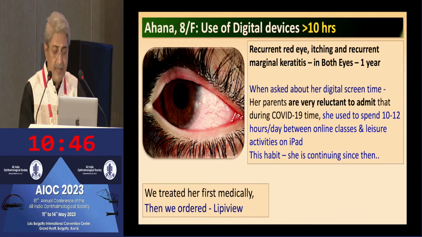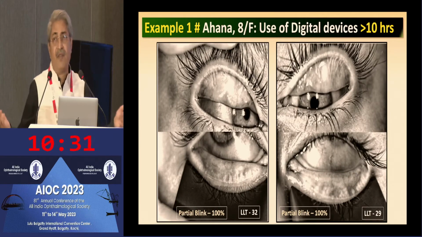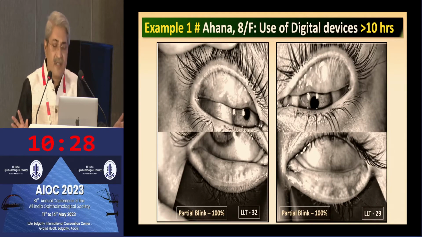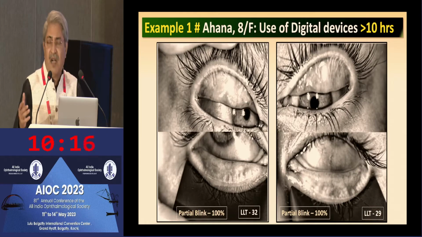So we treated her medically. Then we ordered LipiView. And this is the picture of her meibomian glands. You see, it looks like the meibomian glands of an 80 or 90 year old person. She has severe dropout areas, and you see the meibomian glands are scanty, all are blocked. Her LLT, lipid layer thickness, is only 29, though the reference is more than 60. I am talking in terms of nanometers. And she is a partial blinker, 100% partial blinker. So this is a horrible picture for me at the age of 8 years.